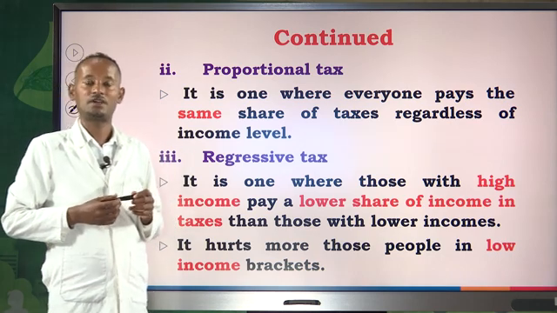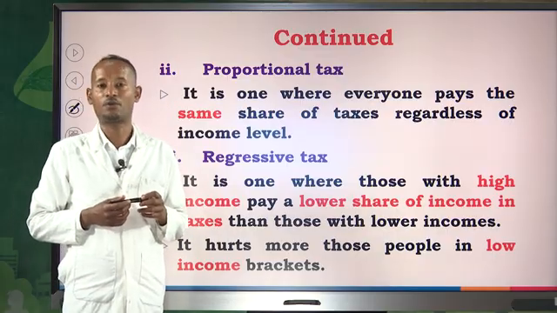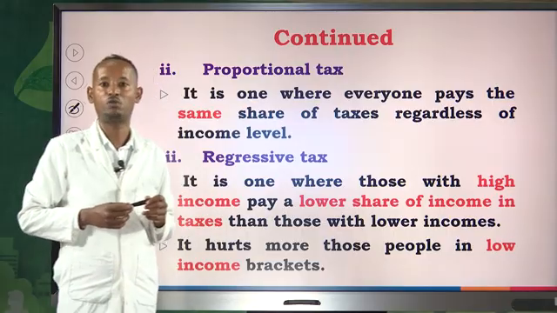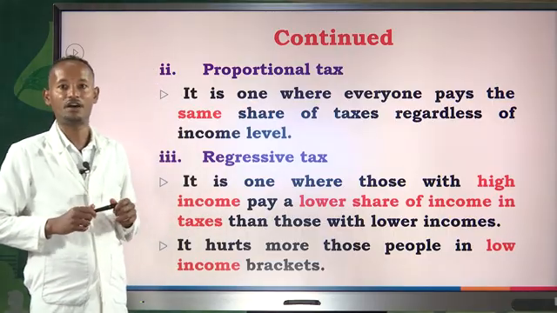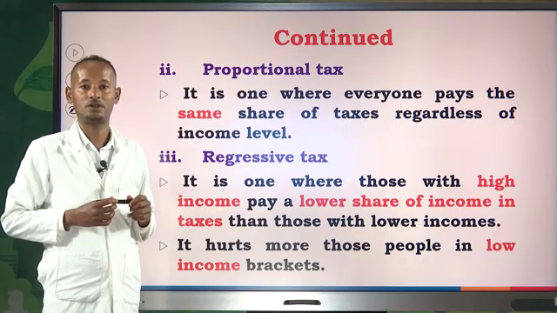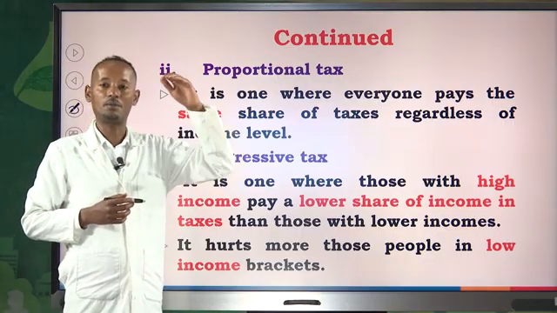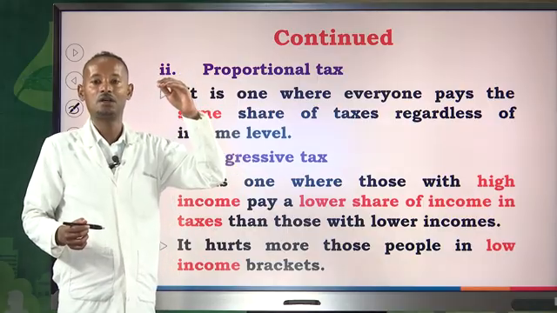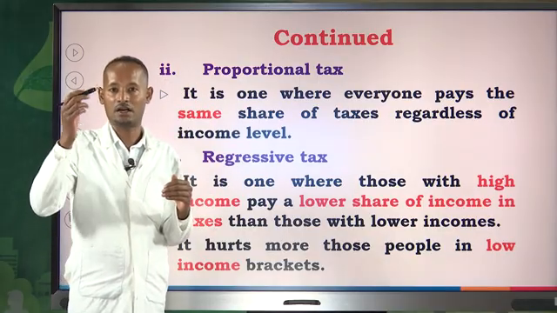The third personal income tax structure is regressive tax, which is the opposite of progressive tax. The regressive personal income tax structure is one where those with high income pay a lower share of income in tax than those with lower incomes. In short, the regressive tax structure imposes a higher level of income tax on individuals who earn lower income, and it imposes a lower level of tax on individuals who earn higher income.